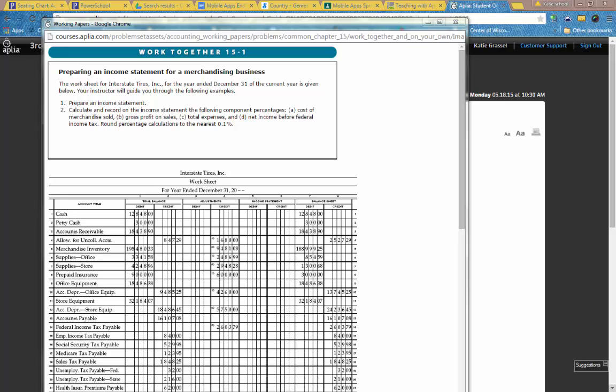Now, purchases has two contra accounts. What are they? Yes, purchases returns and allowances, and purchases discount. Purchases has a debit balance, and purchases returns and allowances and purchases discount have a credit balance. Those two take away from the value of purchases. So what would I do with purchases to merchandise inventory? Would I add or subtract it? Add. So the beginning inventory, I'd add my purchases.